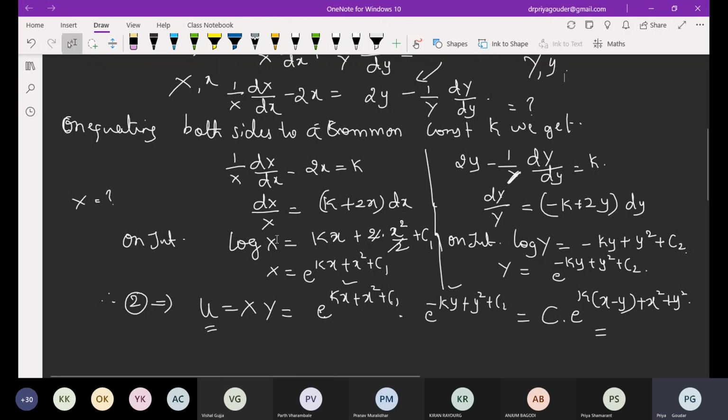Then you need to again separate capital X and small x, and the easy way is: variables separated means integrate, you will get the value of capital X. Same way follows for the RHS part: you equate it to k, separate capital Y and small y and get the value for capital Y. After that, you can take the solution in the form u equal to XY and substitute the values. Yes, if you want, you can write capital C as e raised to C1 plus C2. Is the method clear?